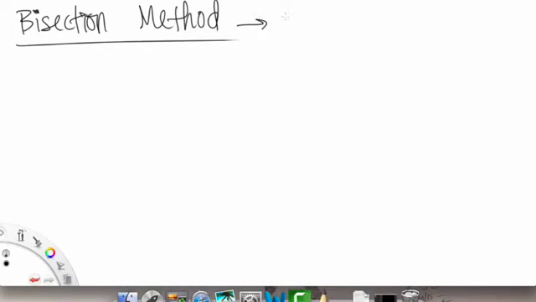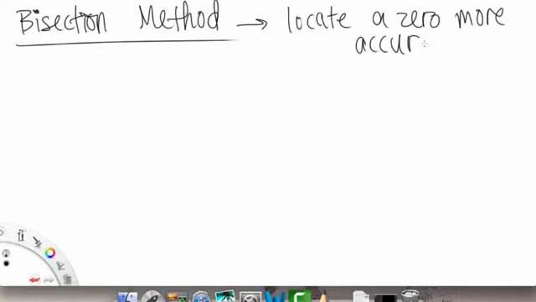This method allows us to locate a zero, where the function is equal to 0, more accurately than just saying it has to be there, because that's all the intermediate value theorem does. That's as far as its extent reaches: on this interval there must be a 0. But with the bisection method, which I'll show you in a minute, we can use the concepts and principles behind the intermediate value theorem to locate that zero more accurately. We can zone in on a smaller and smaller interval.